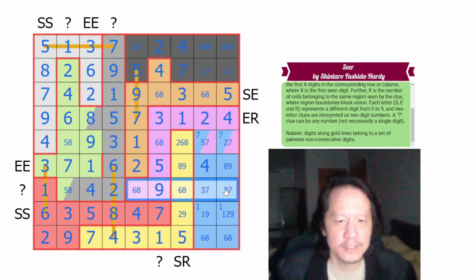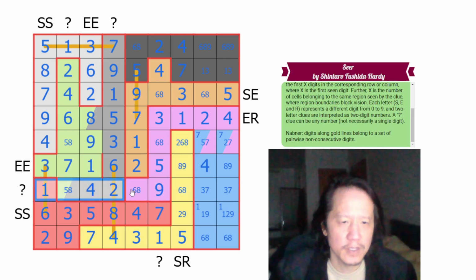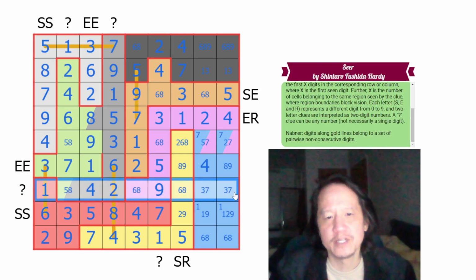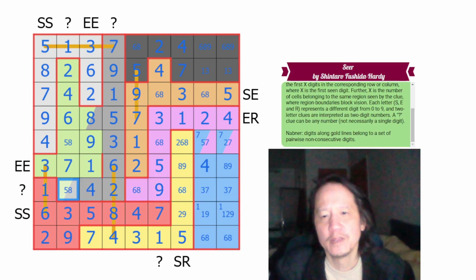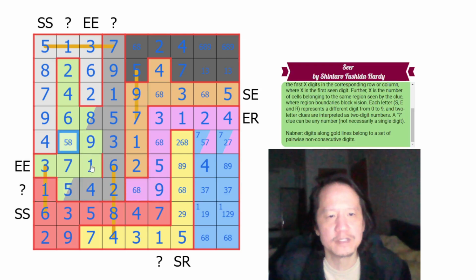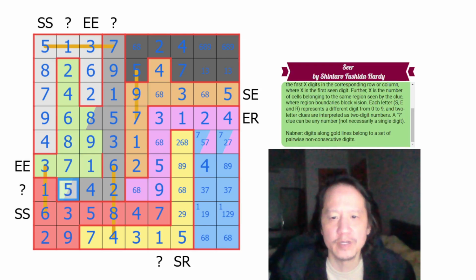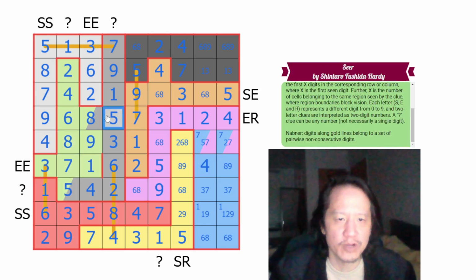We have a 6-8, 6-8 pair in column 7, which eliminates 6 and 8 from the rest of the column. Therefore, this must be a 5, which makes this an 8. This can no longer be gray because we already have a 5 that's in gray. So this has to be green. This can't be green then. This has to be gray. So we can draw that boundary.